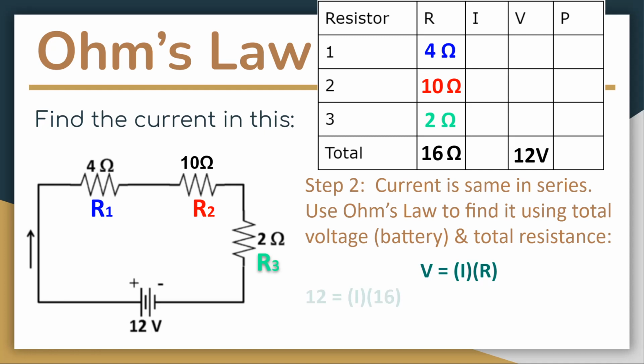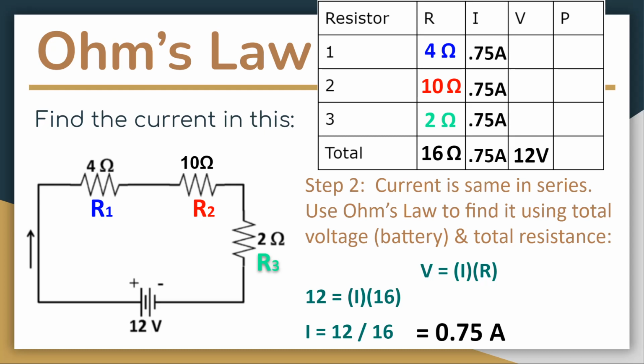Okay, so let's go ahead and use Ohm's law. V equals I times R. V is 12 equals I times 16. Divide by 16, and we get a current of 0.75 amps. And again, that's not just the total. That's everywhere, because there's only one pathway. My current is the same everywhere. Okay, so that's the answer to this question, but now we're going to look at a follow-up question.